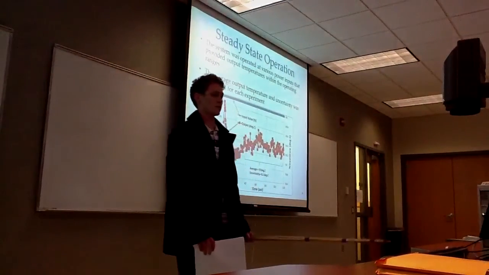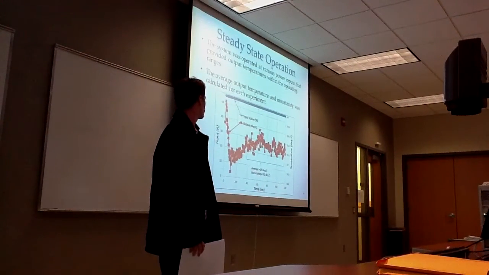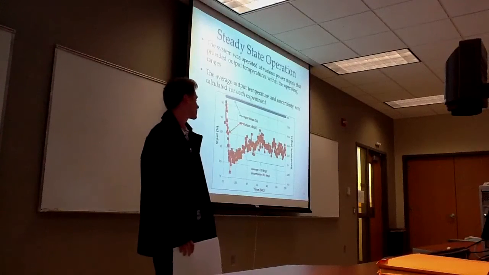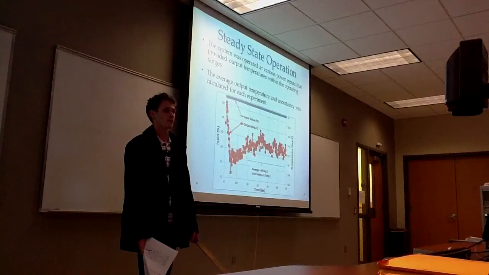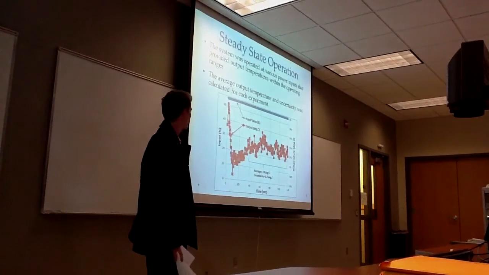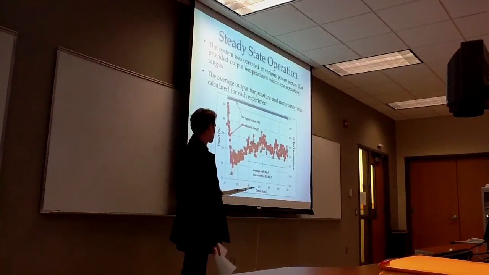Here is an example of the steady-state operation of our system. To get the steady-state operating curve, we ran the system at varying power inputs, and then we got an output average temperature and an uncertainty.